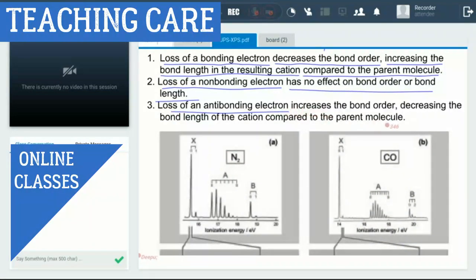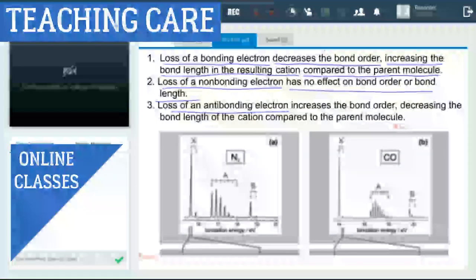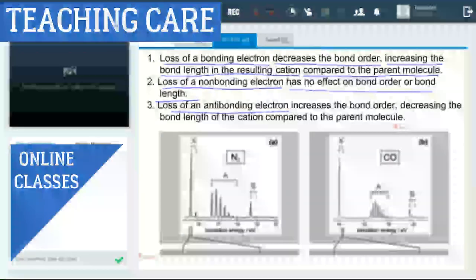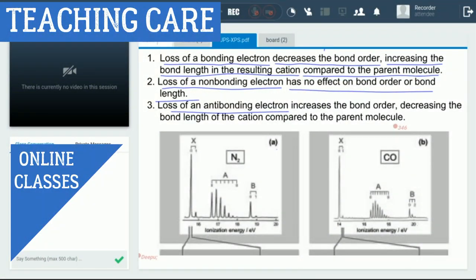Loss of an anti-bonding electron. What is this anti-bonding? Even though the electrons are present in the outermost orbit, they don't get involved in bonding. Molecular energy level diagram we did. Do you remember? Yes, we do. MO theory. So loss of an antibonding electron, the electron which is not involved in bonding, escapes out, in the sense that increases the bond order, decreasing the bond length. So these are the 3 points. By using this only, these graphical representations are going to be done.